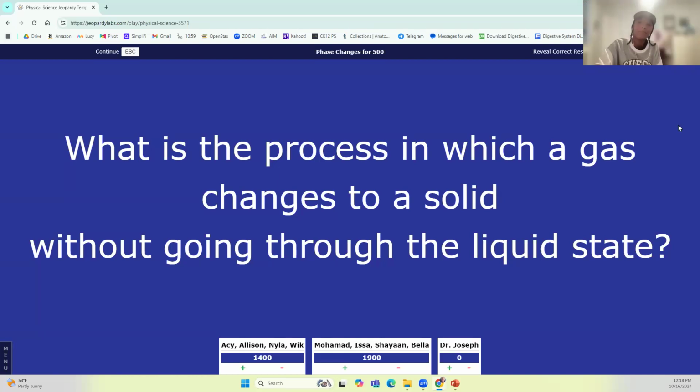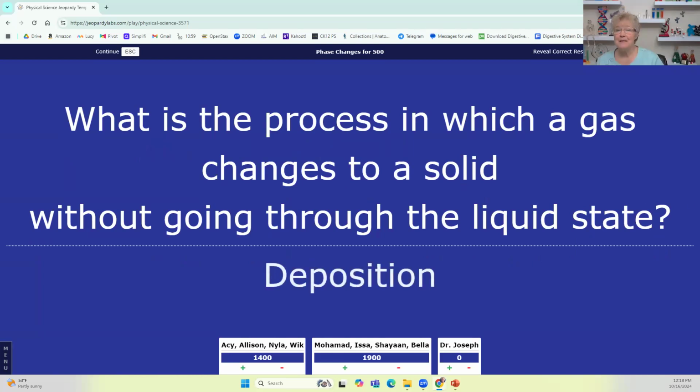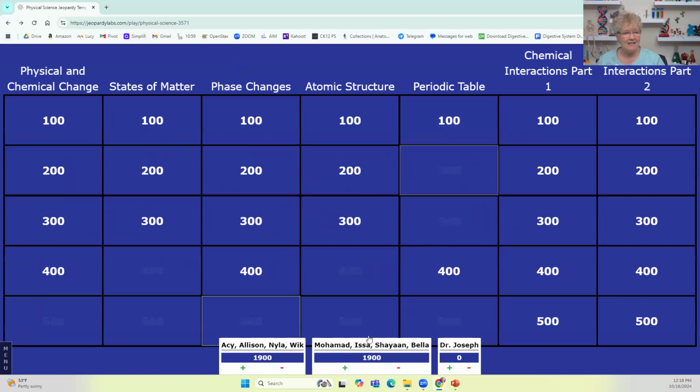I'm going to accept that. That's close enough. It's deposition. There's no L in there, but yeah, we'll accept that. That is close enough. All right, very well done. All right, next we are to Bella.